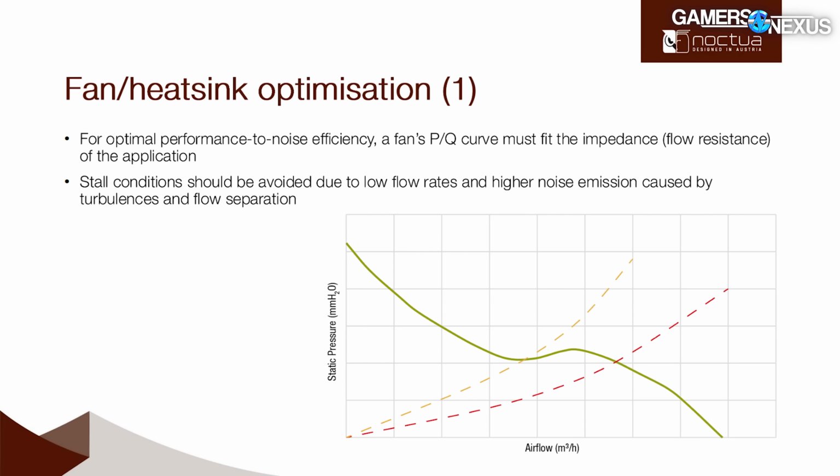Right. So the balancing act that we have to achieve is that we end up with a resistance curve of the heatsink that is within the preferred operational range of the fan. So when you look at the PQ curve, you can see that knee kind of section, and that's the stall dip here.